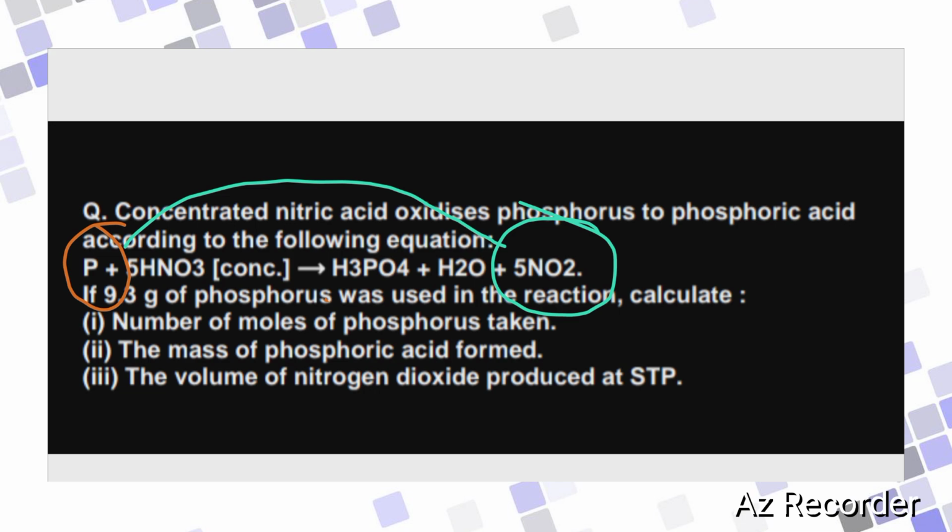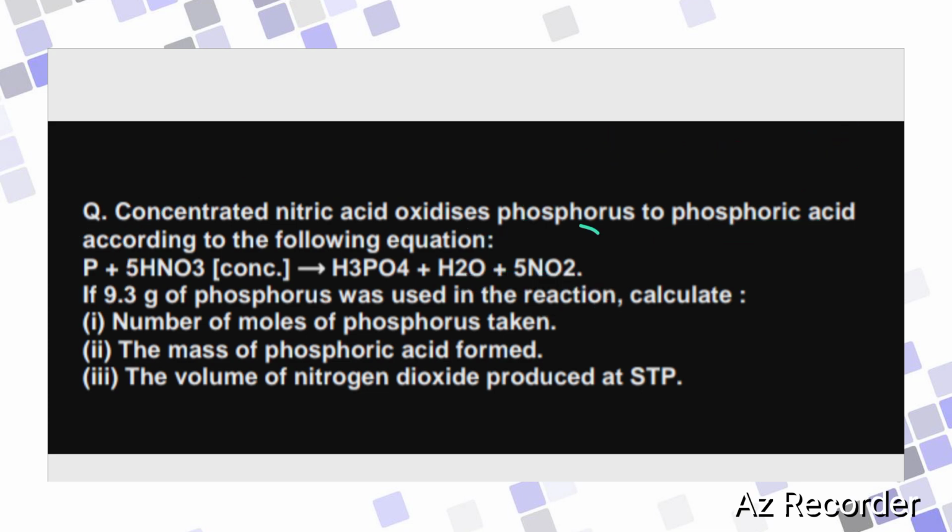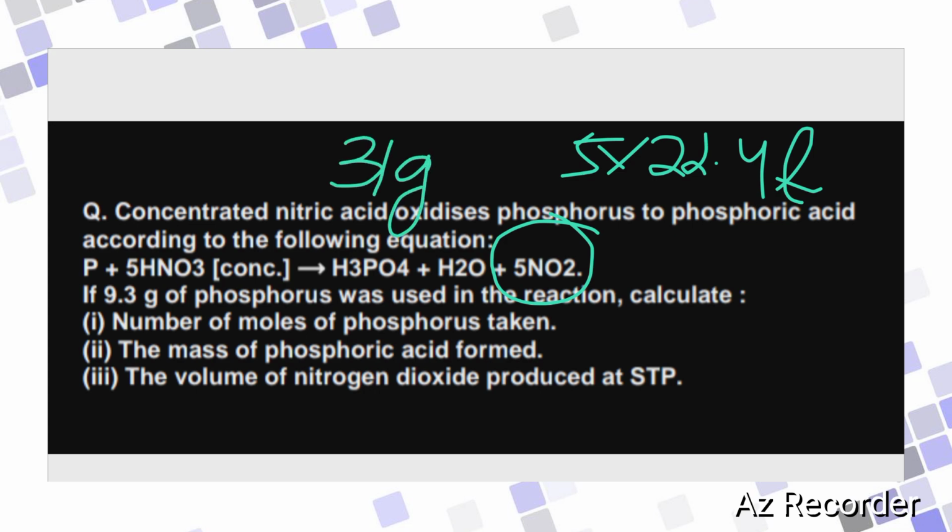We already know that 1 mole of any compound will occupy 22.4 liters, isn't it? Here it is seen that 5 moles of nitrogen dioxide are being evolved. So when 1 RMM of phosphorus reacts, we get 5 moles of nitrogen dioxide, which would occupy 5 into 22.4 liters. Since 1 mole of a compound occupies 22.4 liters and the number of moles of nitrogen dioxide formed is 5, it would occupy nearly 5 into 22.4 liters. So when the RMM of phosphorus, which is 31 grams, reacts, we get 5 into 22.4 liters of nitrogen dioxide.